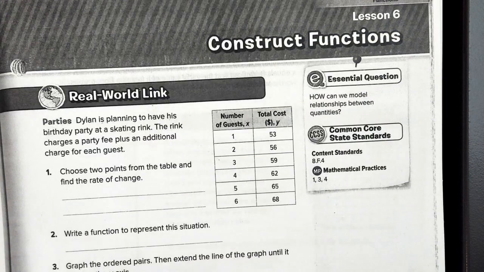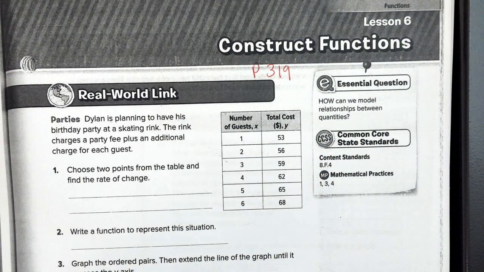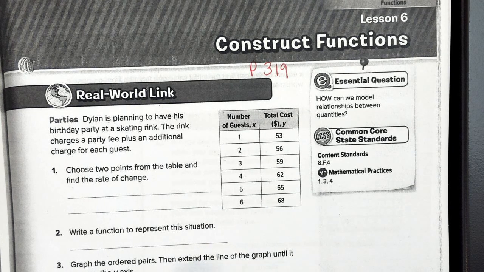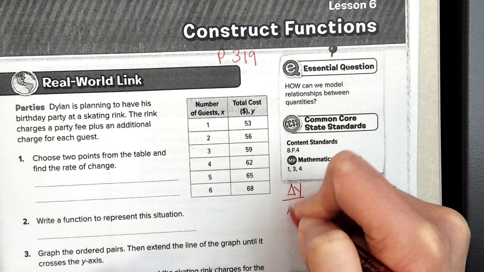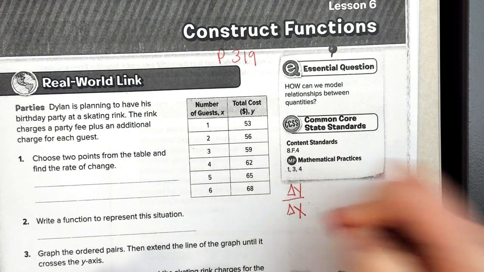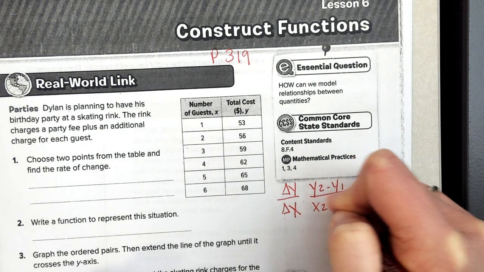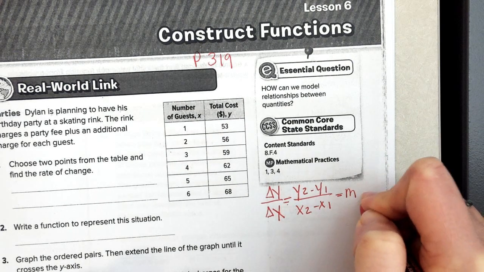All right, go ahead and turn to page 319 in your workbook. And the first thing I want to do is just kind of refresh our memory of what we did from lesson 5. So when we looked at lesson 5, we had to come up with our rate of change. Well, rate of change is change in y over change in x. That's y2 minus y1 over x2 minus x1. That's the same thing as m, or slope.